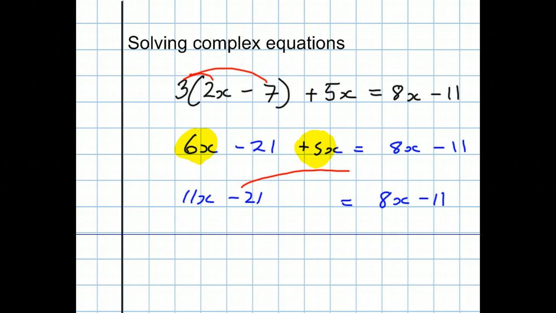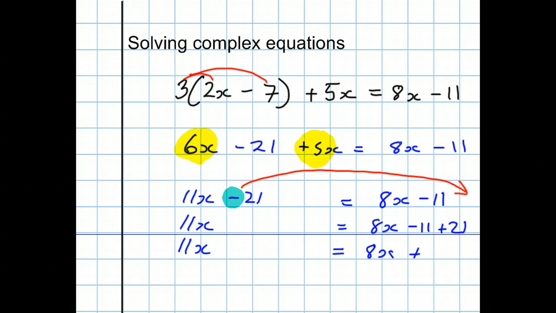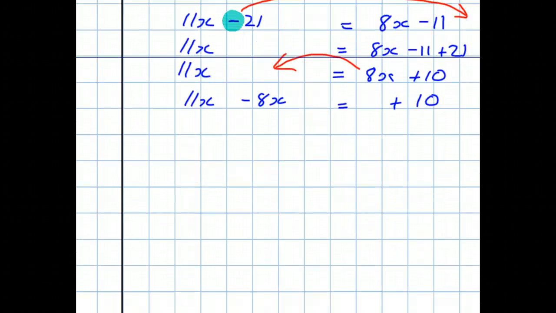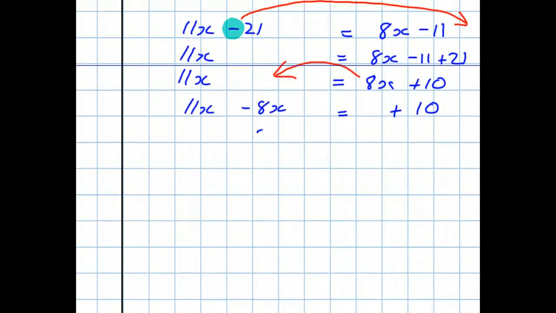Get the numbers to join each other. Now notice this had a minus sign in front, so we're going to add it. So it becomes 11x equals 8x minus 11 plus 21. Tidy up the right hand side. 11x equals 8x minus 11 add 21 is plus 10. Next, get the letters together. So we've got 11x take away 8x equals plus 10. Simplify this. 11x take away 8x is 3x. So 3x equals plus 10.